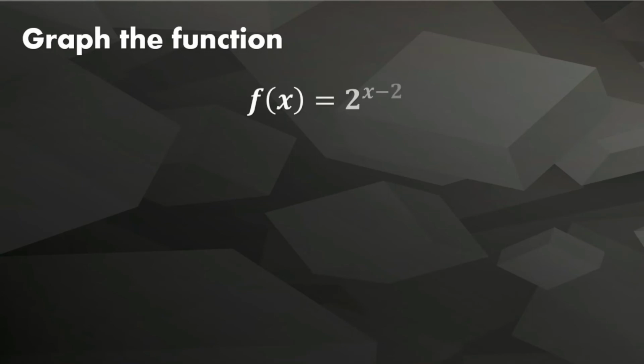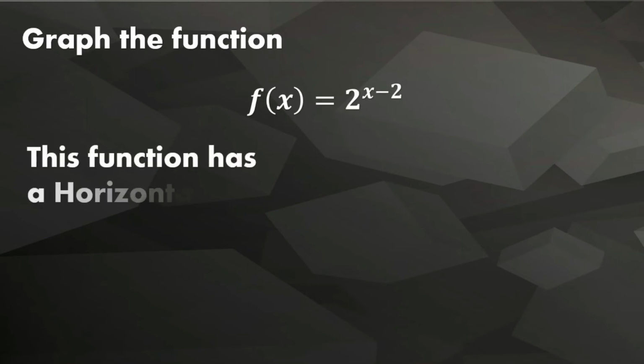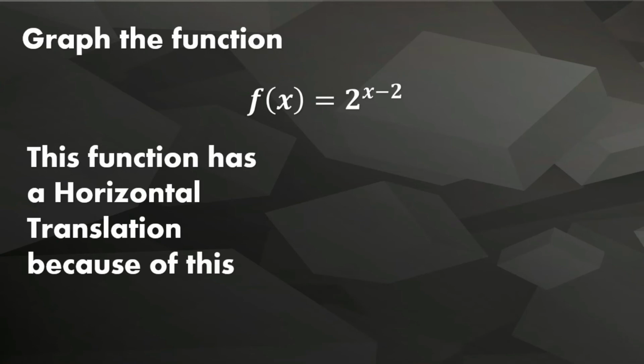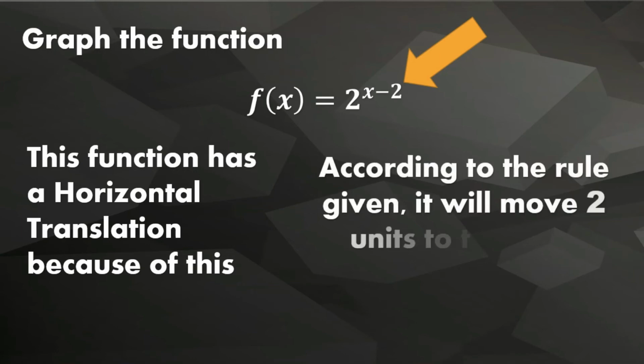Halimbawa, graph the function f of x is equal to 2 raised to x minus 2, ang kanyang exponent. This function has a horizontal translation because of this negative 2. That is c. So, kapag c, horizontal. Ngayon, according to the rule, it will move 2 units to the right. Kasi nga baliktad pag negative ang c. Dahil negative, right. Pag positive, left. So, negative 2. So, we will move 2 units to the right.